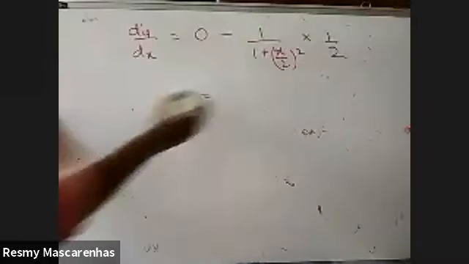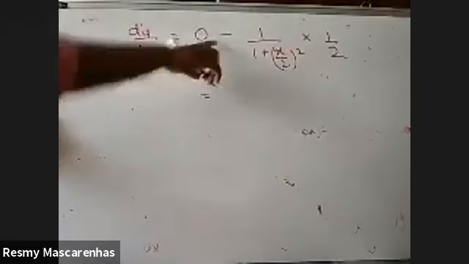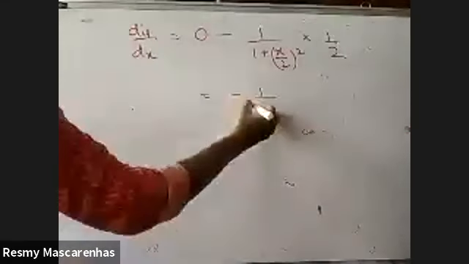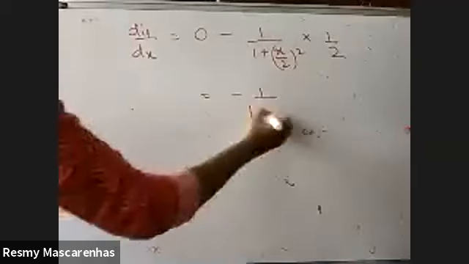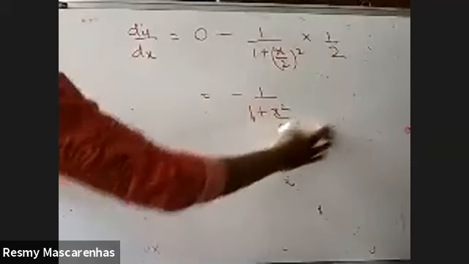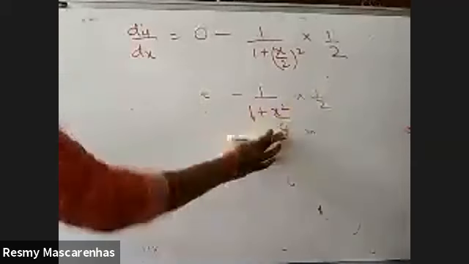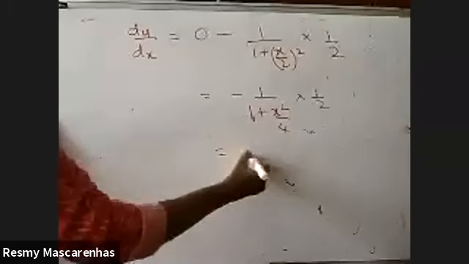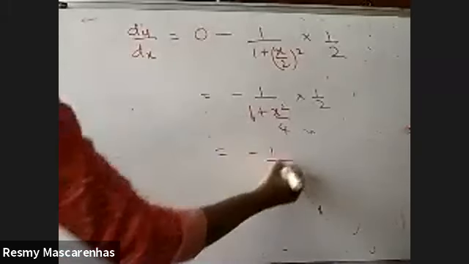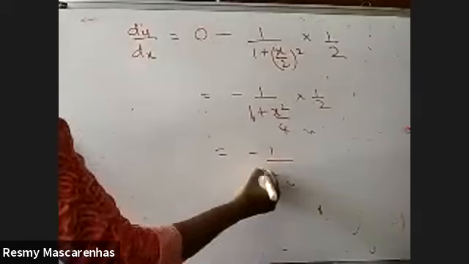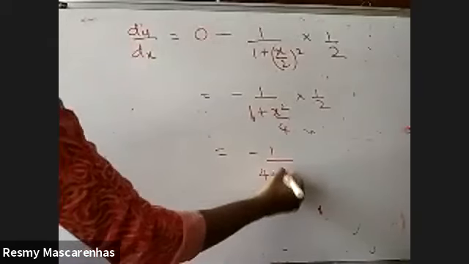Two upon 4 plus x square. Yeah, minus is also there. This minus will be left. So this will be 1 plus x square upon 4 into half. So when you cross multiply, it will be 4 plus x square upon 4.